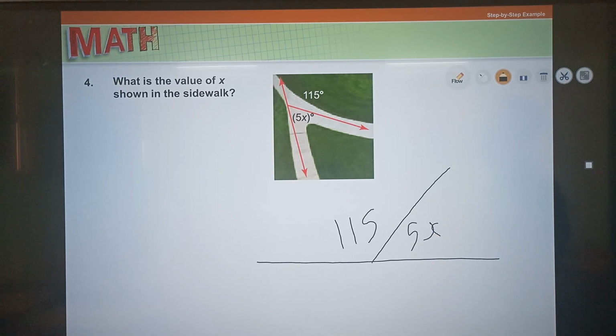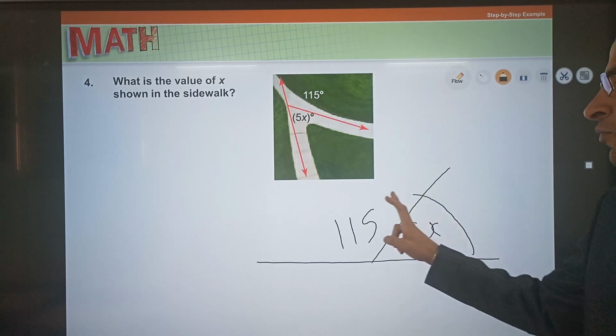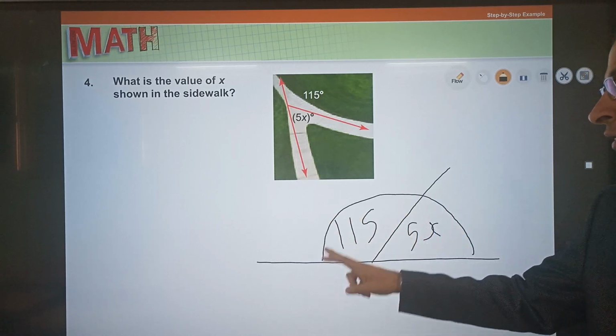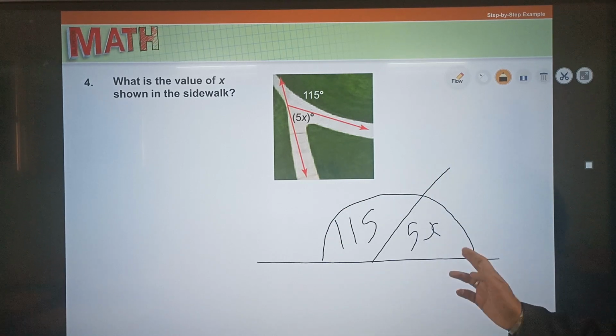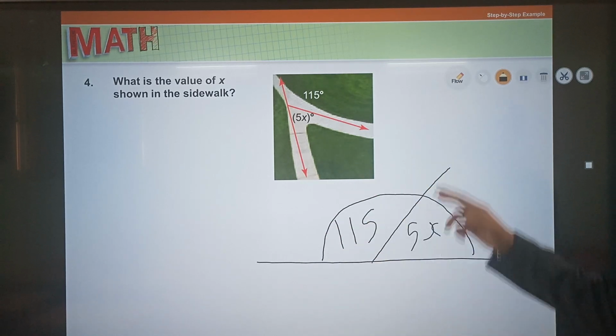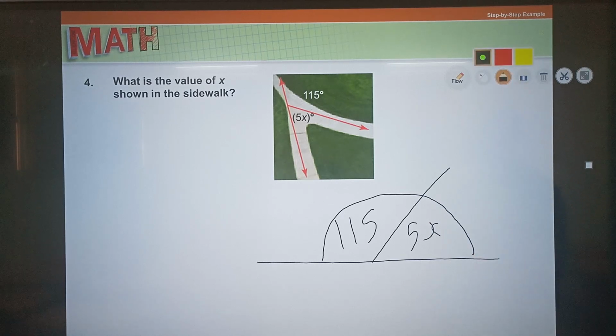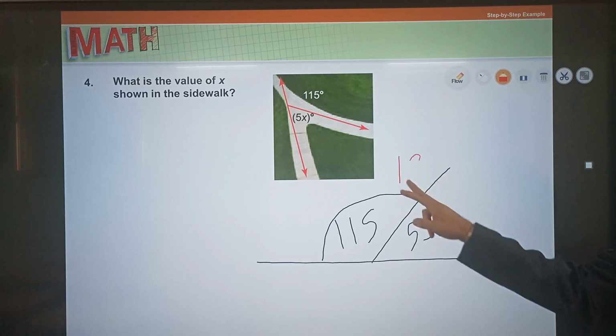I will solve this one as an equation, and I need you to learn this carefully, with that in your mind, and don't forget. This angle will be a straight angle, right? This is a straight angle. What is the measure of a straight angle? Who can remind me? Excellent. It equals 180.